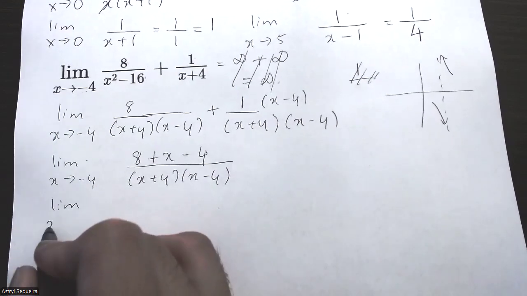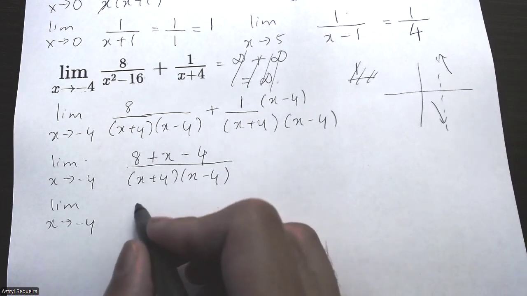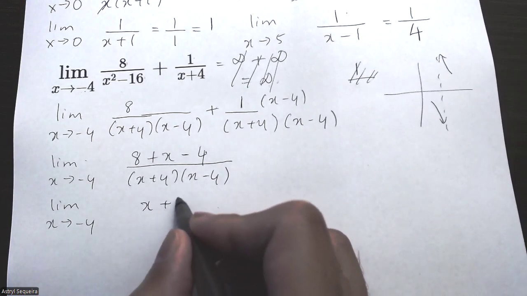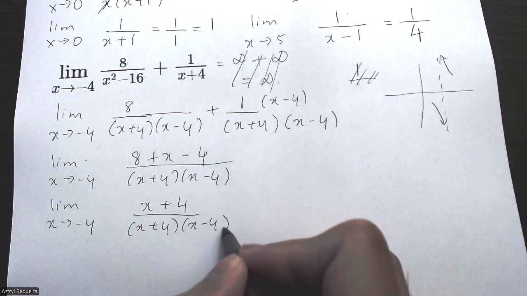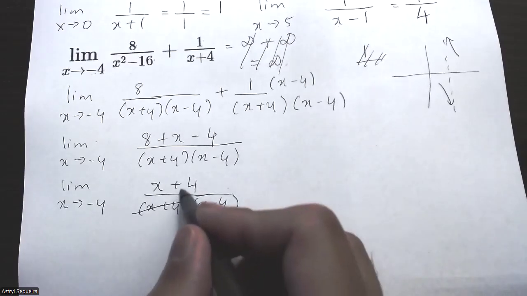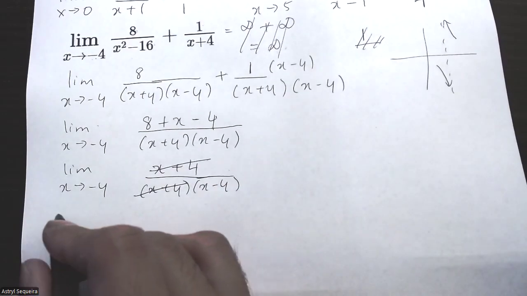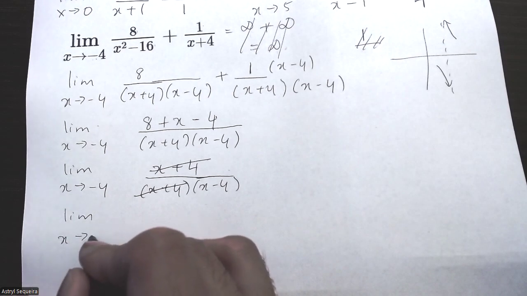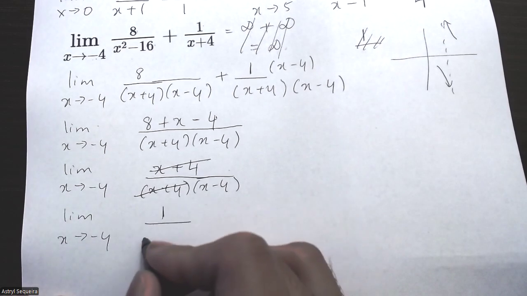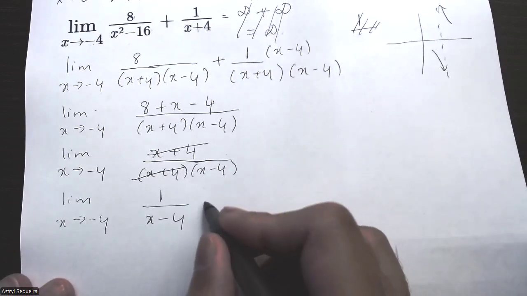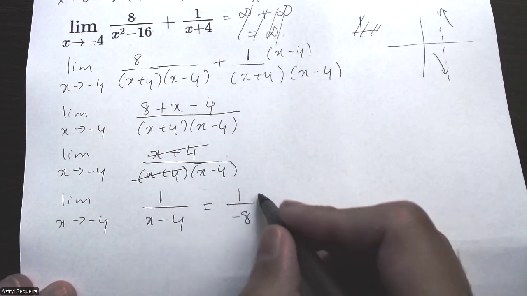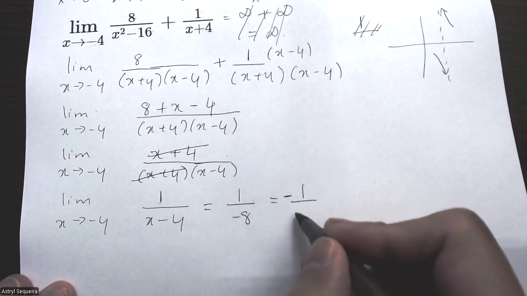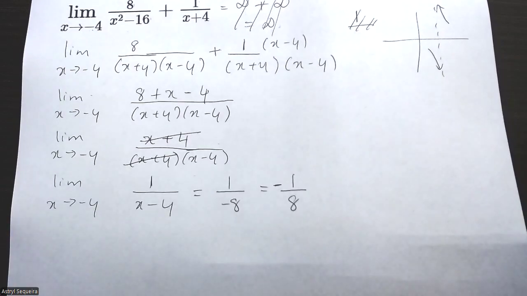And combine my like terms in the top. You just have x plus 4, over x plus 4, x minus 4. Then I can cancel out these. So I'm just left with 1 over x minus 4. And then it's just 1 over -8, which simplifies to -1 over 8. And that is my final solution to this question here.